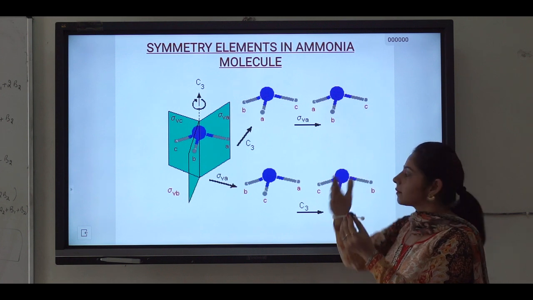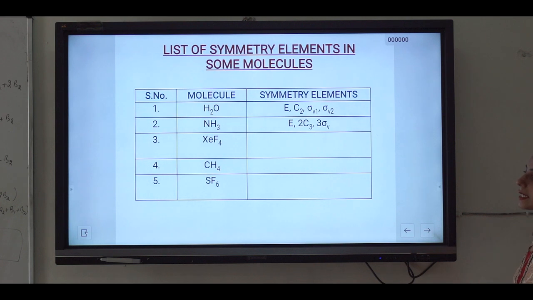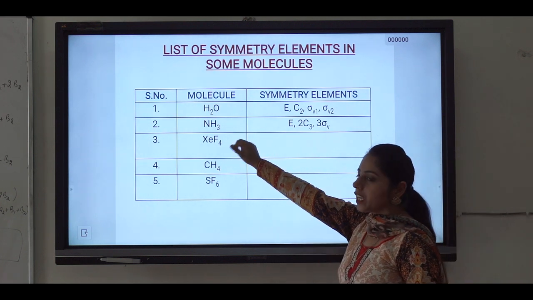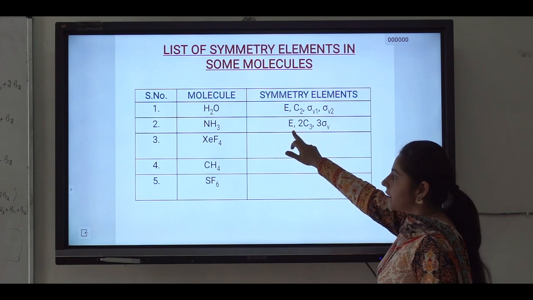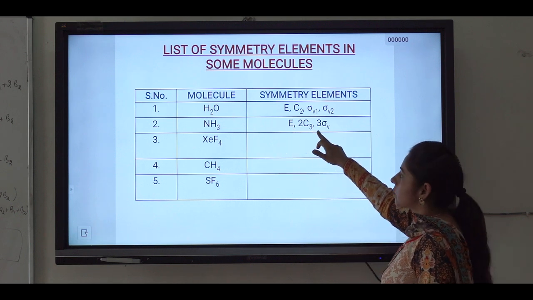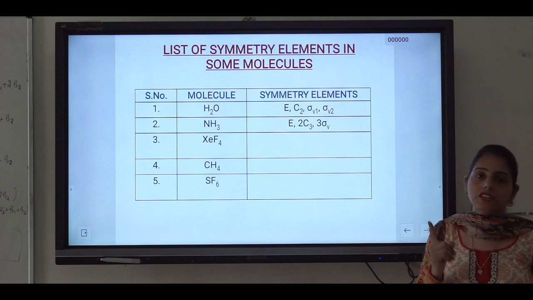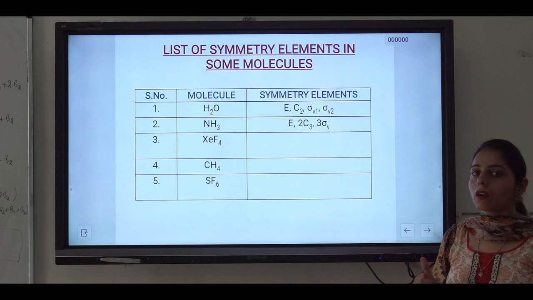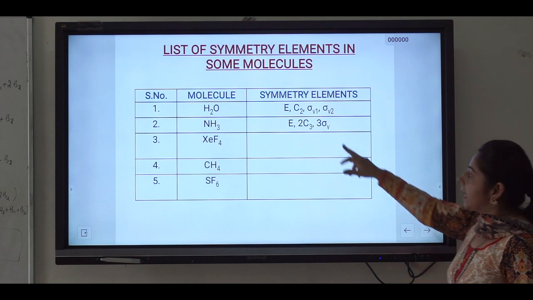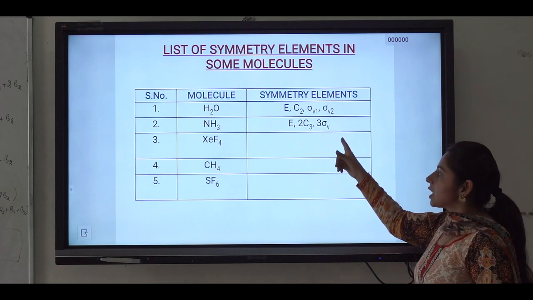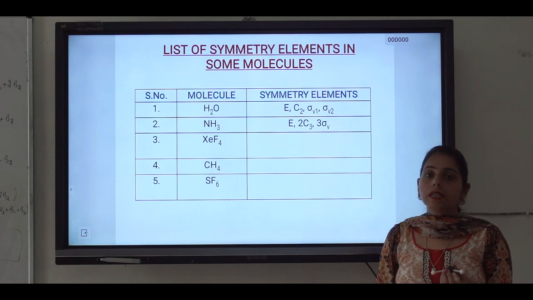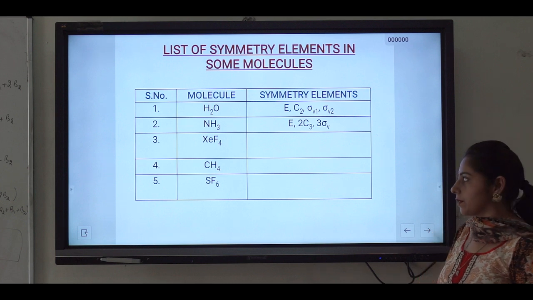So the symmetry operations or symmetry elements present in the ammonia molecule are identity, 2C3, and 3 sigma V. These 2C3 are C31, rotation by an angle of 120 degrees, and C32, rotation by an angle of 240 degrees. One sigma V passes through hydrogen A, the second through hydrogen B, and the third through hydrogen C.